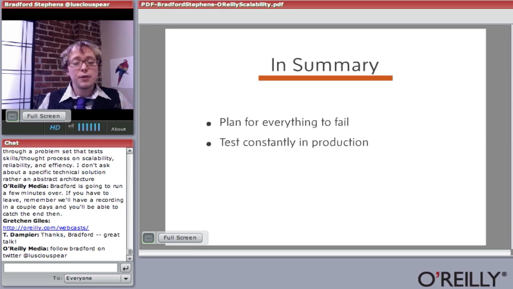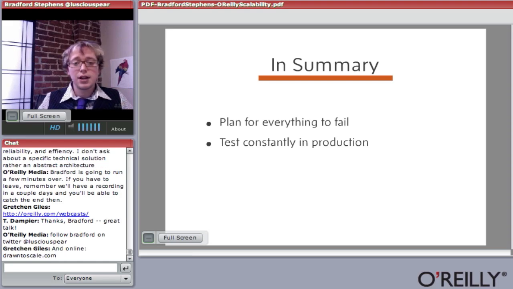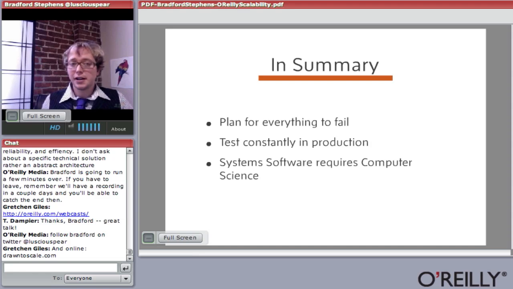And if there's anything to take away from this presentation, to take notes on and put on a whiteboard, this is it. Test constantly in production, because your test environment is going to look nothing like your production environment, and you want to know what's going to happen when your customers actually see these problems.